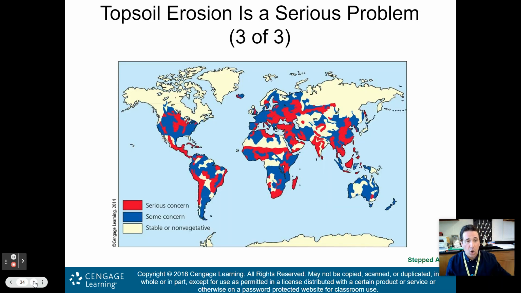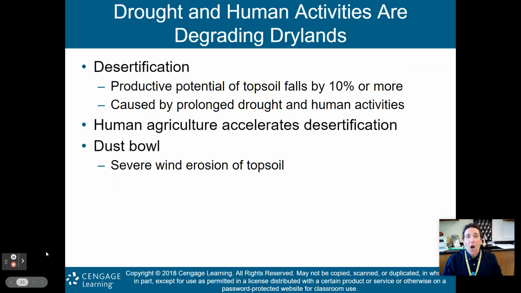And here around the world, take a look at this. You don't hear about topsoil erosion that much, right? But it is a serious problem. You'll notice in red, serious concern. In blue, just some concern. But look at where you're seeing a lot of reds. Unfortunately, you're seeing a lot of reds in our underdeveloped countries like India, like China, like in the Middle East, like in Africa. Again, if you don't have topsoil, you don't have plants, you don't have crops, you unfortunately can't feed your people.